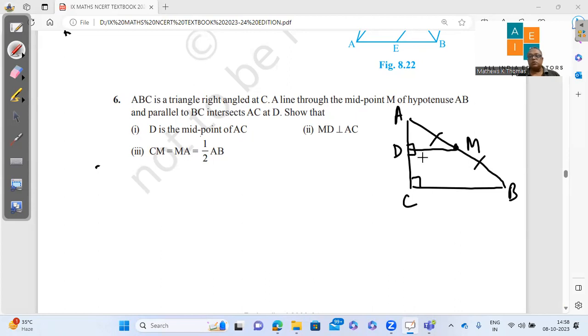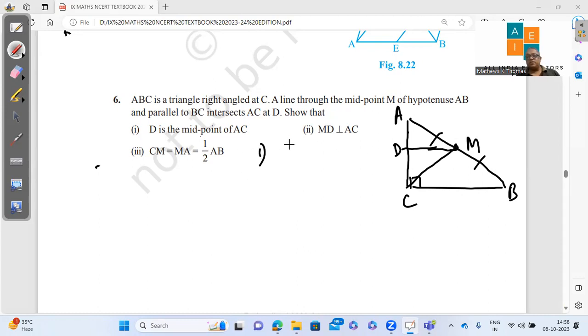And now the question is prove that MD is perpendicular to AC. Okay, we need to prove it's perpendicular. We need to prove that D is the midpoint, so we need to prove that AD and DC are equal. And we also have the third part, CM equal to MA equal to half of AB.